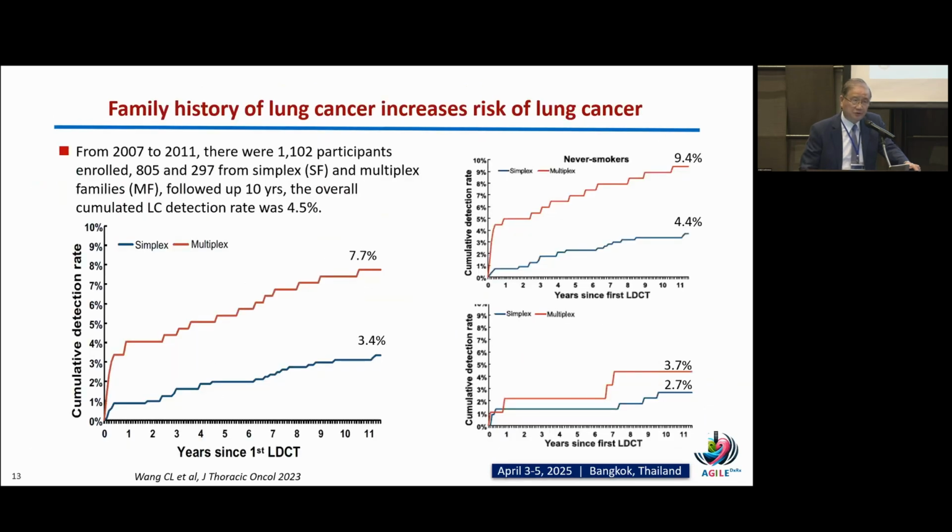And family history is very important. In this prospective study, we followed 1,102 subjects with a family history of lung cancer for 10 years. The cumulative lung cancer detection rate is up to 4.5%, and especially for those from multiplex families, the risk of lung cancer in 10 years increased up to 7.7%.